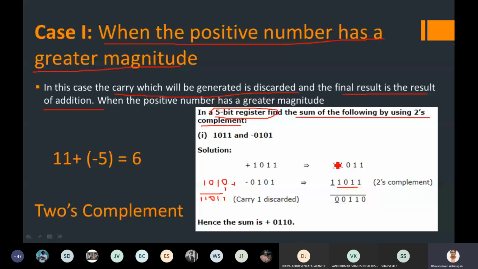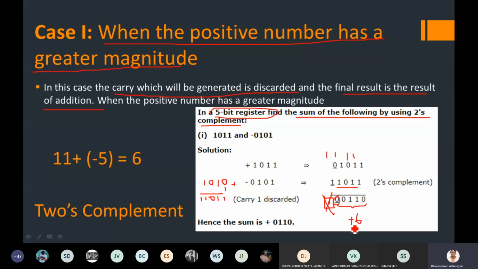Whatever carry it takes in, I think here there is no carry. 0 1 0 1 1 and then 1 1 0 1 1. I think a carry will be coming here. This carry will be discarded. So what is the number actually? It is going to have 5 bits, right? What is the number? 00110. What is that actually? 6. What is the sign of that number? It is going to be 0. 0 means positive number. That's it.